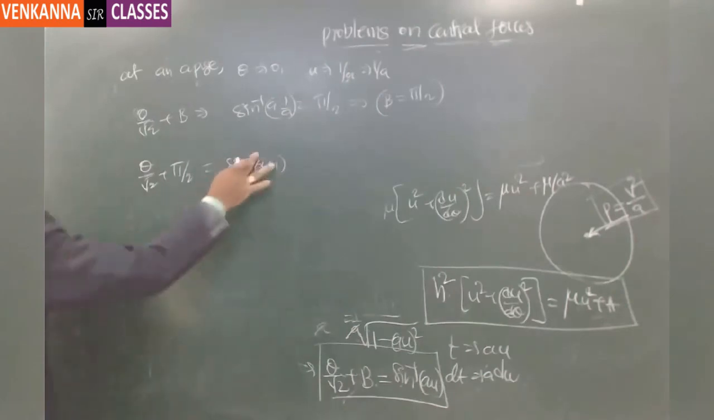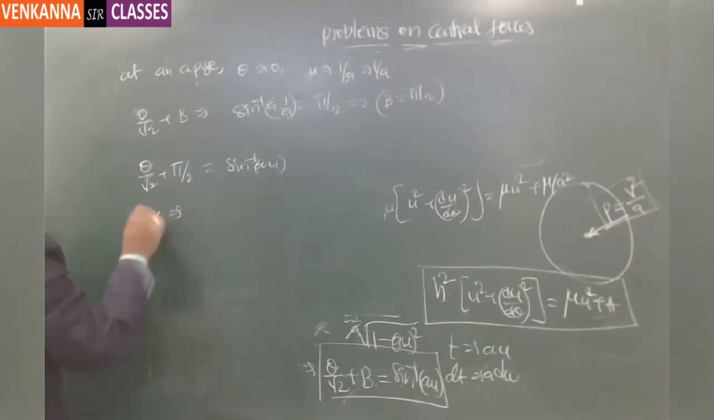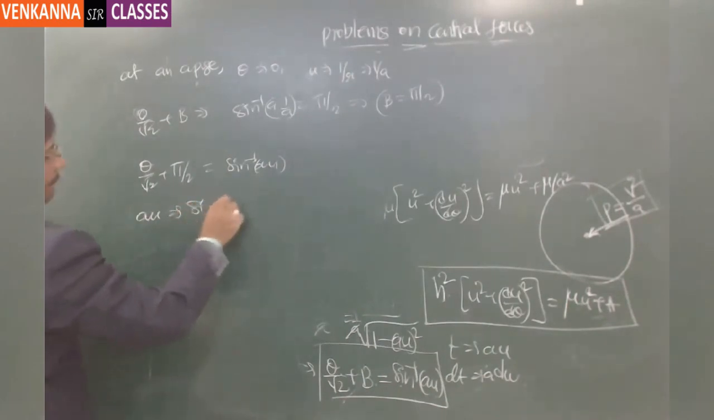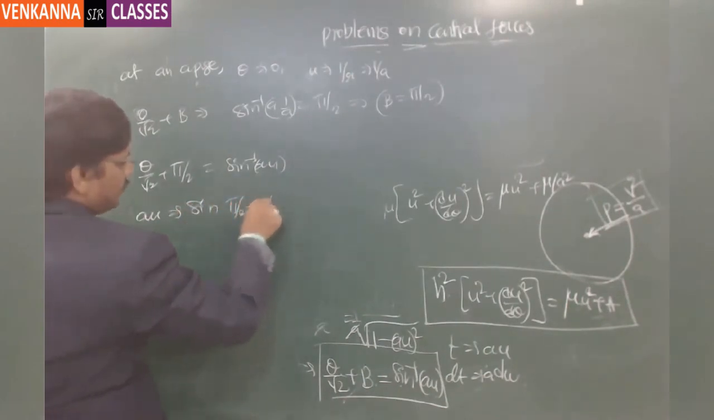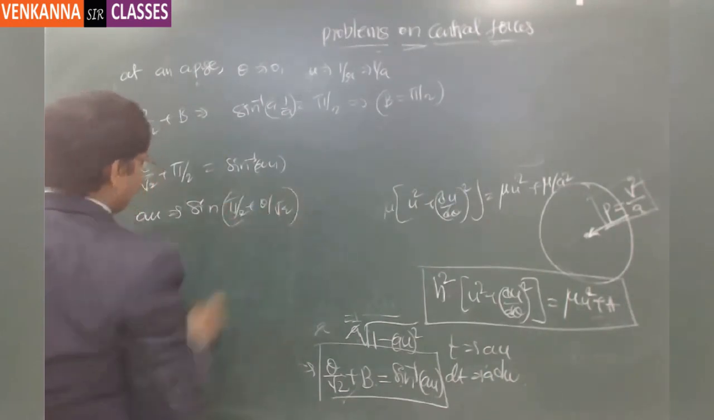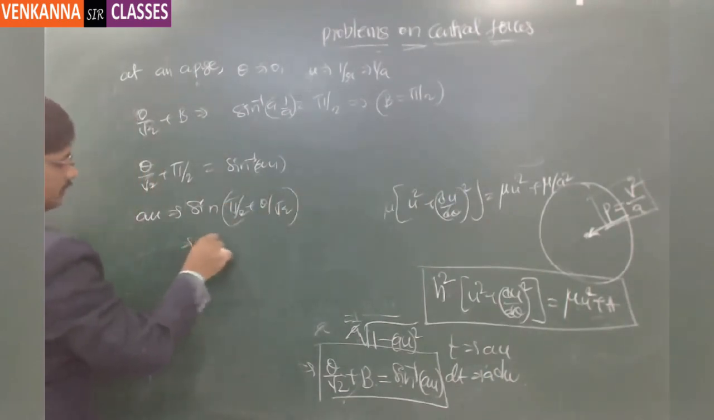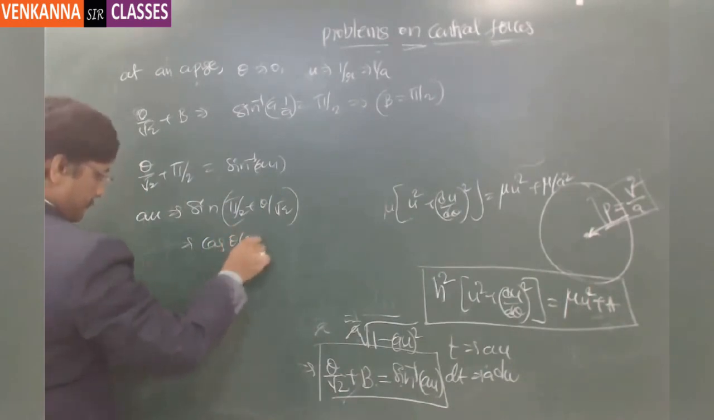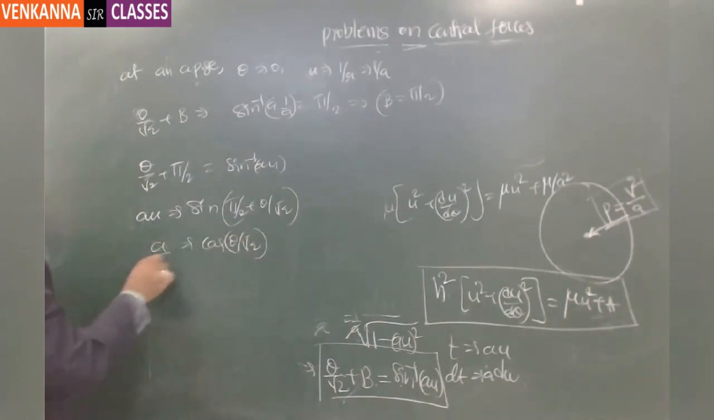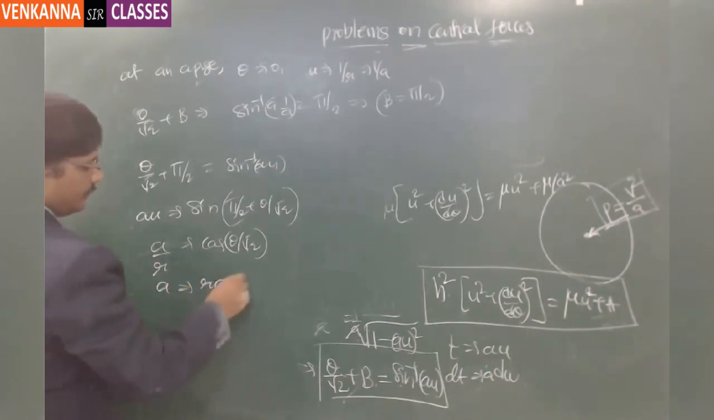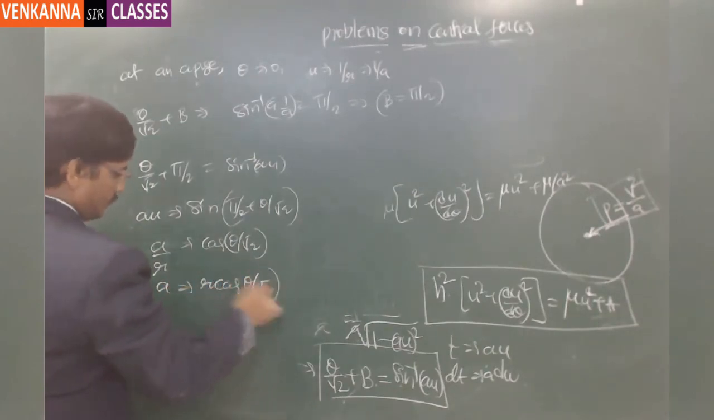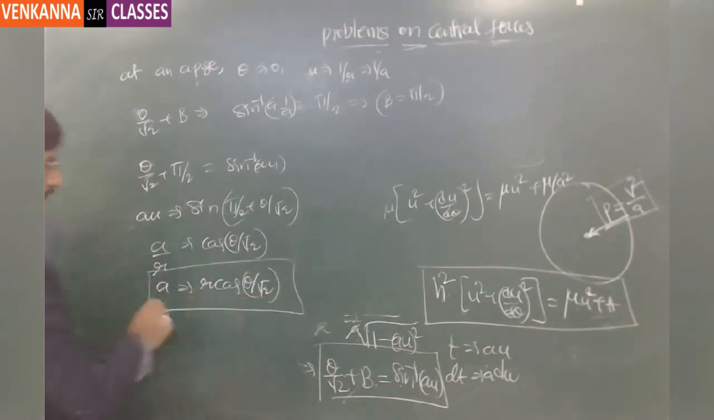Now au is equal to sin of (pi by 2 plus theta by root 2). Then sin of 90 plus theta is cos theta, and a by r. So a is equal to r times cos of theta by root 2. Got it?